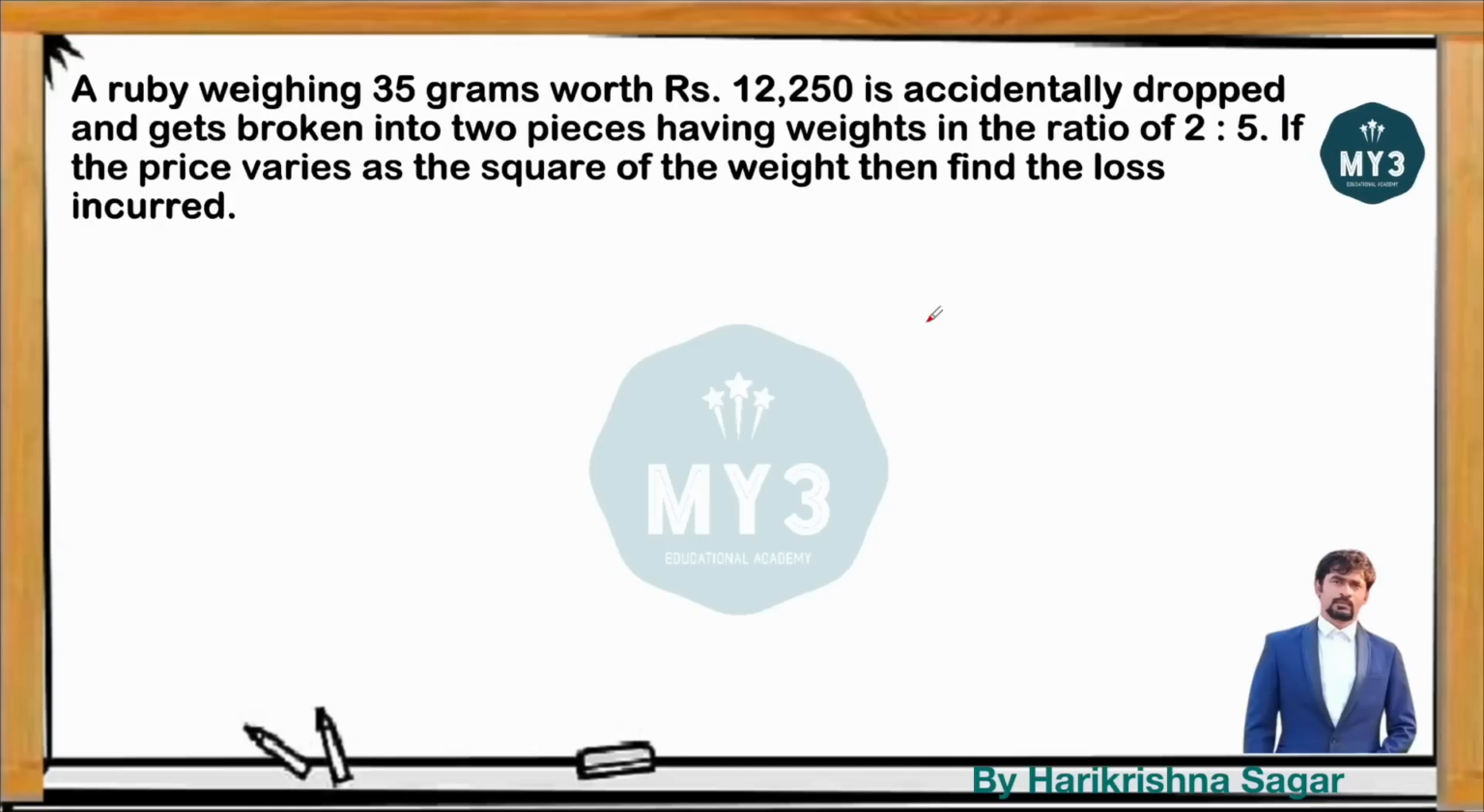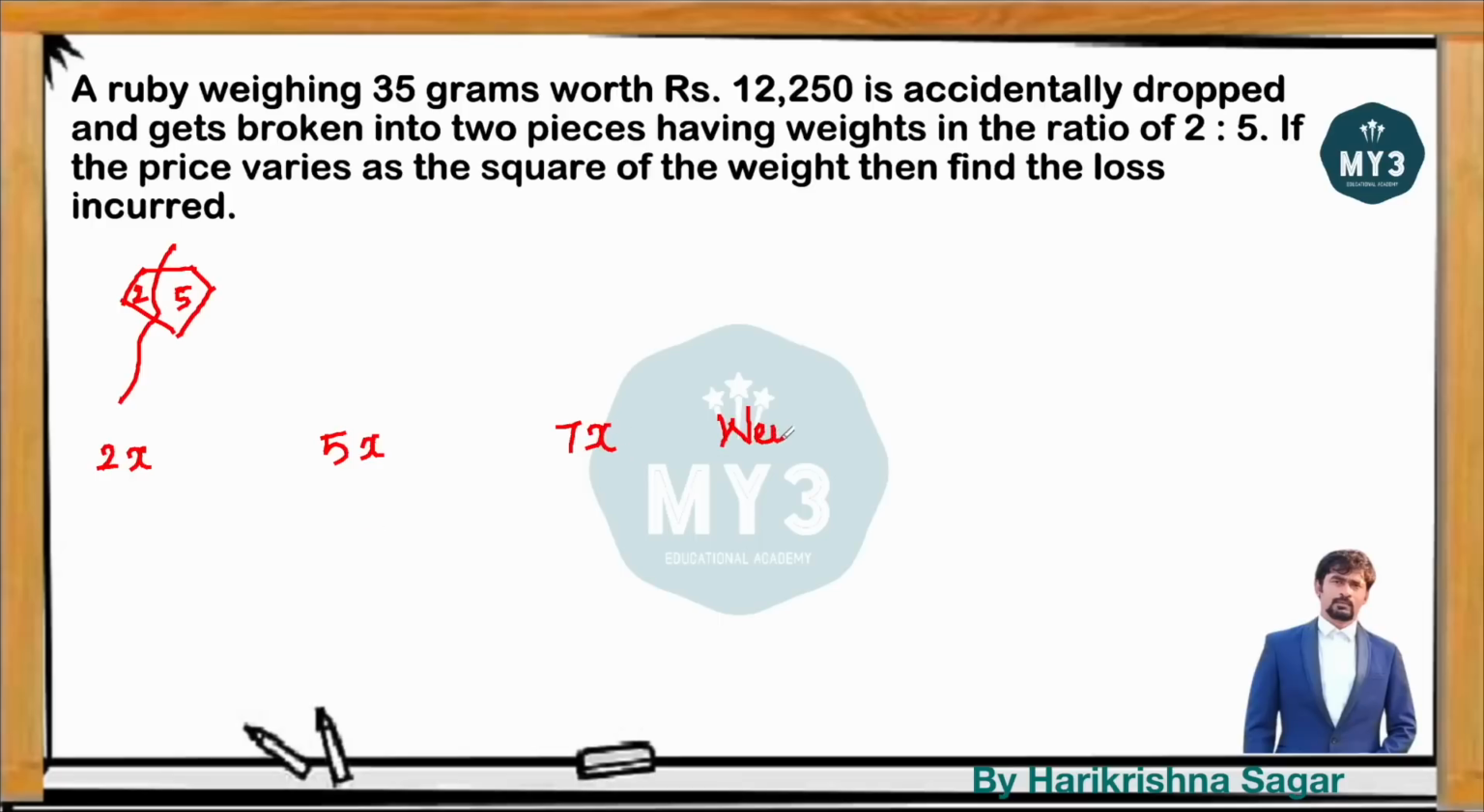So first of all, there is a ruby like this, and this ruby has broken down into two pieces. So this ruby has broken down into two pieces in the ratio of 2:5. That means 2 parts is one piece and 5 parts is the other piece. That means the total value is going to be 7 parts. This is the actual weight of the ruby.